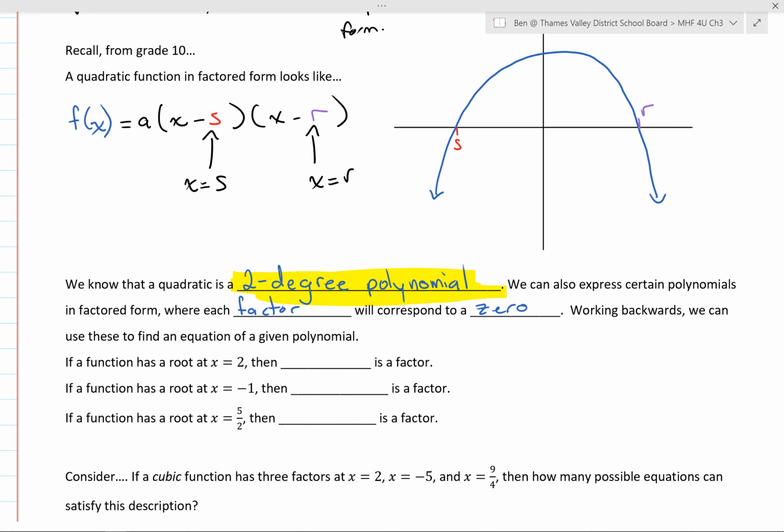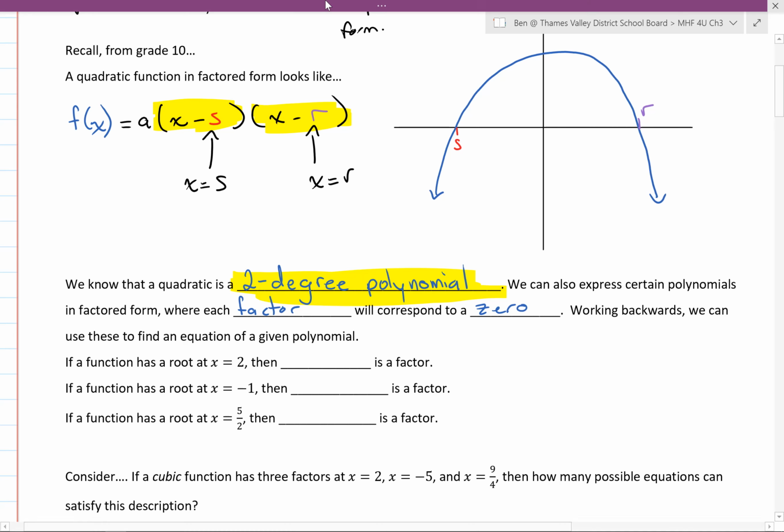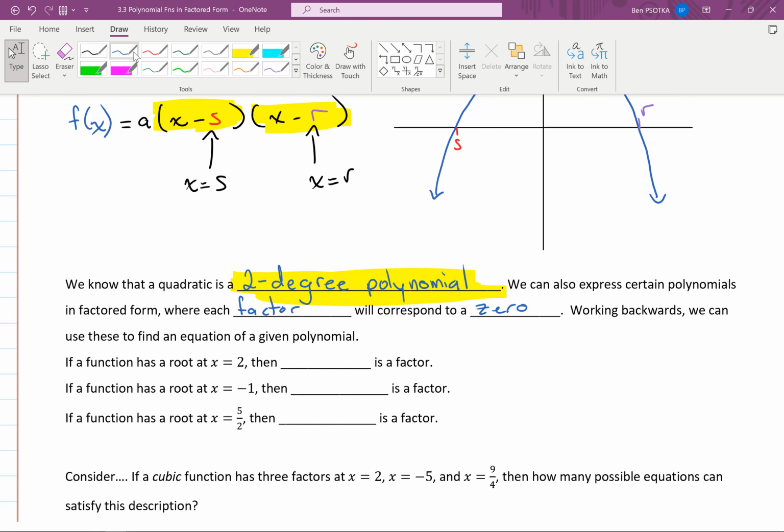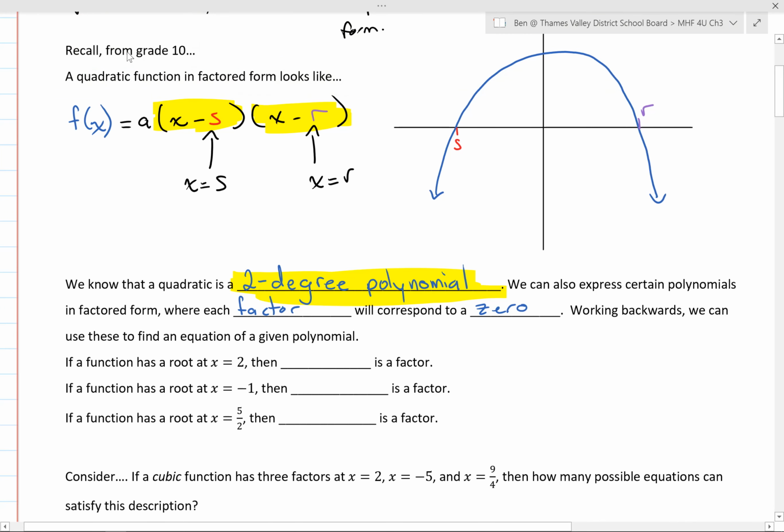We can also express certain polynomials, not all polynomials, and we'll get there, in factored form, where each factor will correspond to a zero. So again, in this case up here, we had two factors. One was x minus s, the other was x minus r. A factor is something that multiplies times an entire something else, right? So here we have two factors. Well, we can take this pattern and use it forward with other polynomials, not just 2-degree polynomials, to come up with other factors of them.